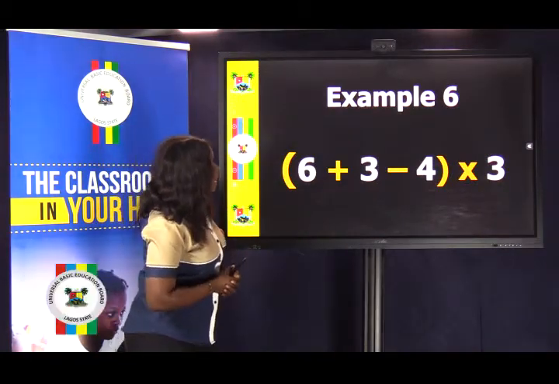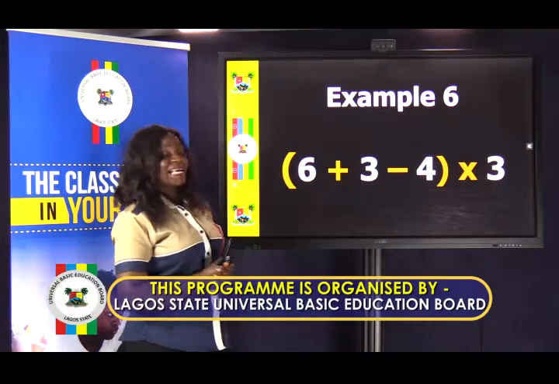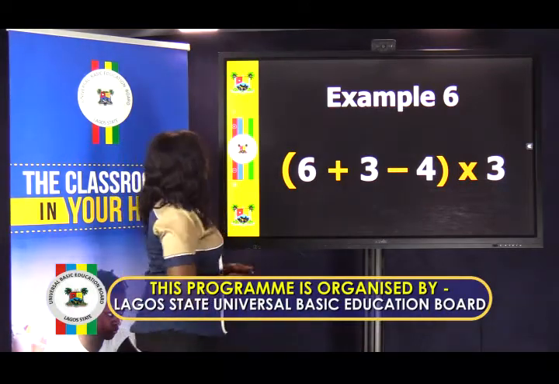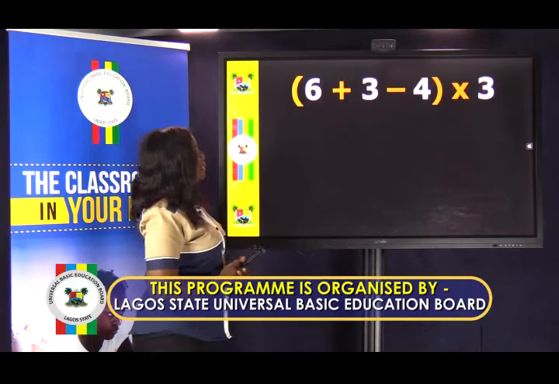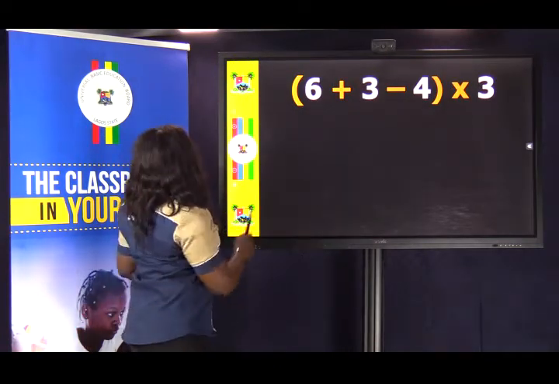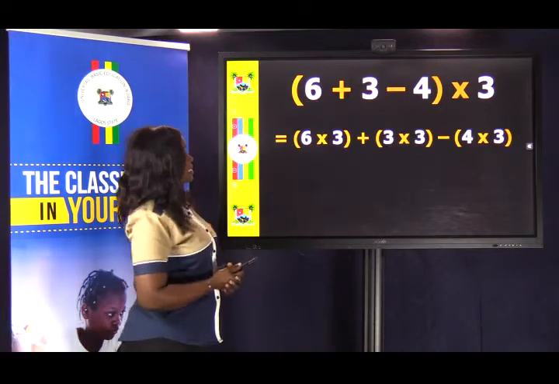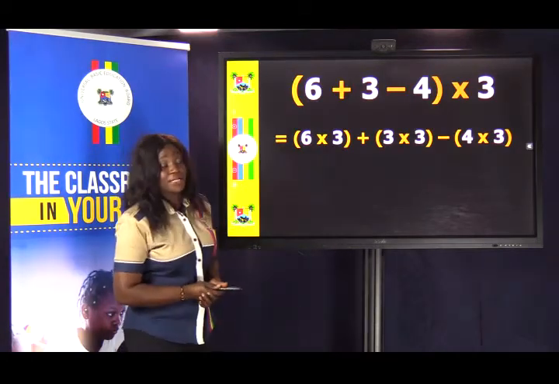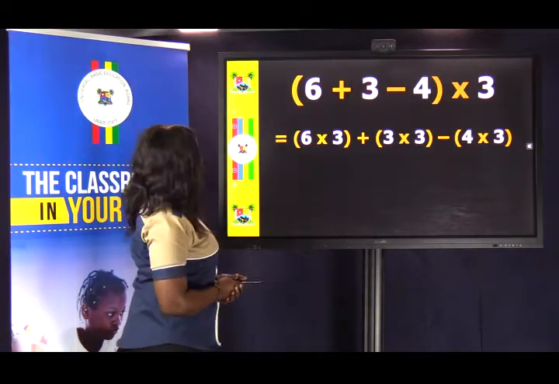6 plus 3 minus 4, close bracket, times 3. What do you do? You use 3 to multiply all the numbers in the bracket. Yes, so we have 6 times 3 plus 3 times 3 minus 4 times 3.